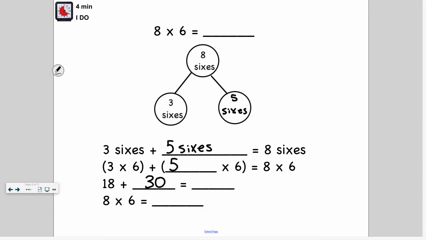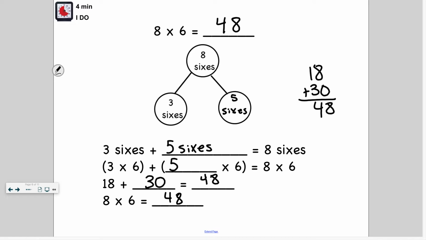So now I see I have to add these two products to get my final product or the whole. So 18 plus 30. 8 plus 0 is 8. 3 plus 1 is 4. So I get 48. That means that 8 times 6 is 48. So let me rewrite my whole or my product up here.